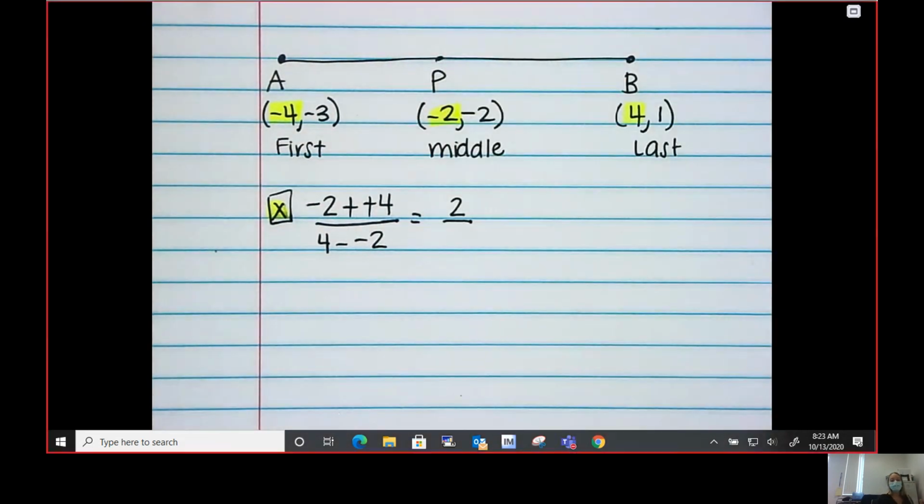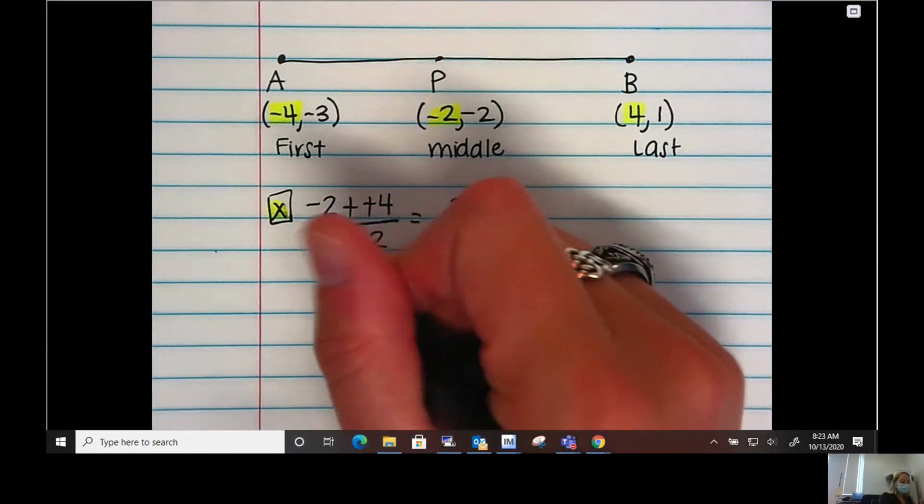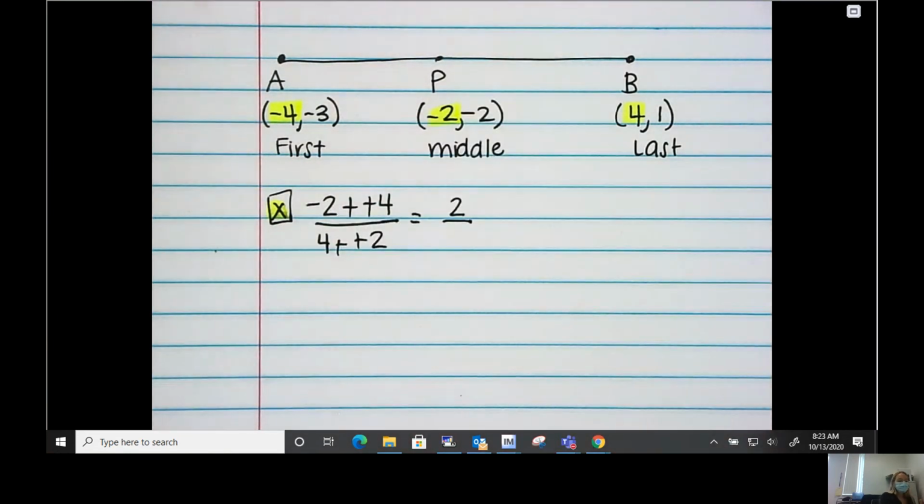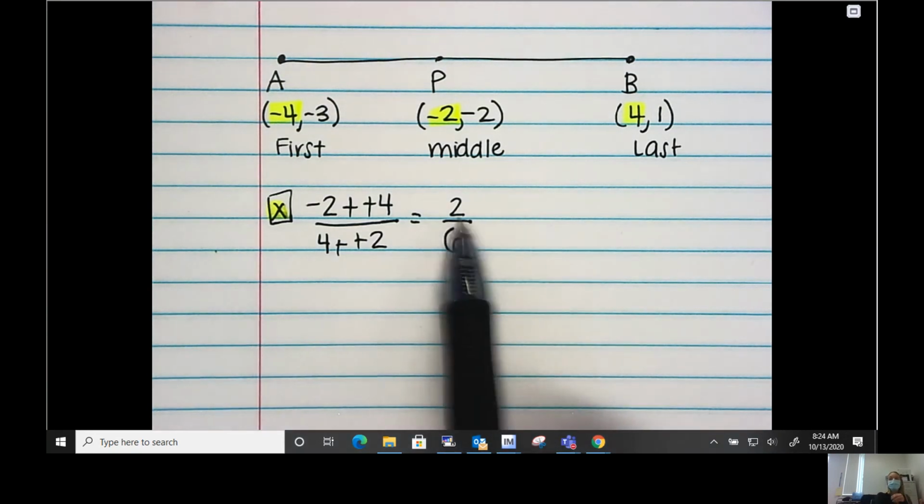What happens on the bottom with 4 minus -2? Becomes a plus 2. What's 4 plus 2? 6. So my ratio is 2 to 6. But can I reduce that? Yeah. What can I divide them both by? 2. So if I divide them both by 2, make it as small as possible.